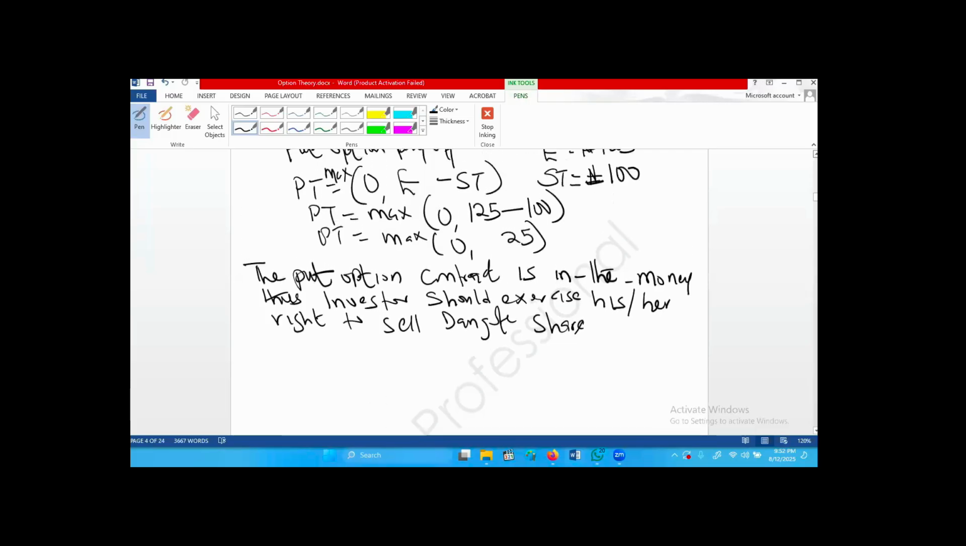If you are in doubt, just go and pick the option payoff. Once you have a positive sign, whichever is greater, 25 is greater than 0. So it is better to exercise my right to sell.